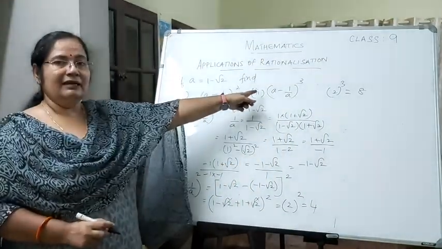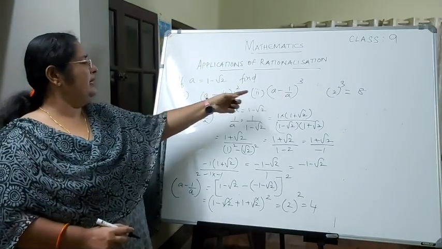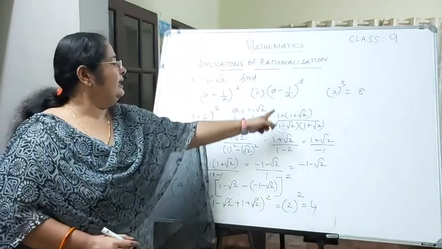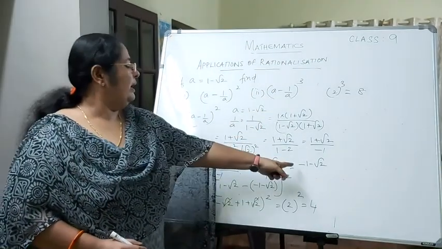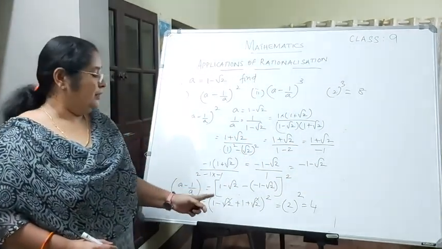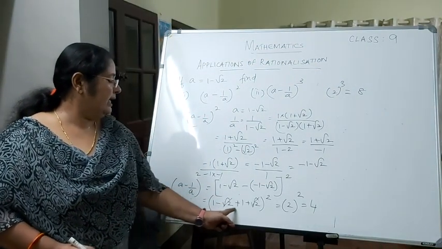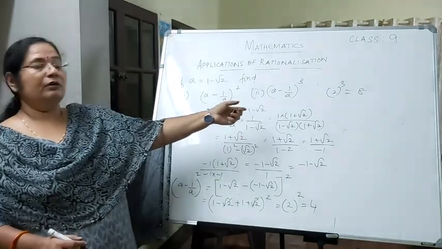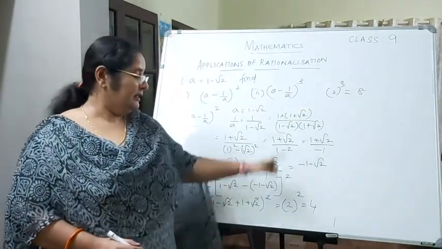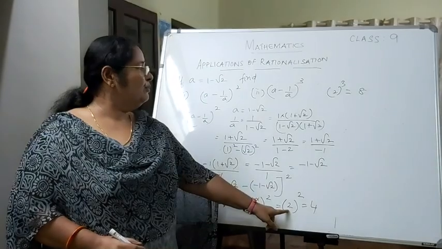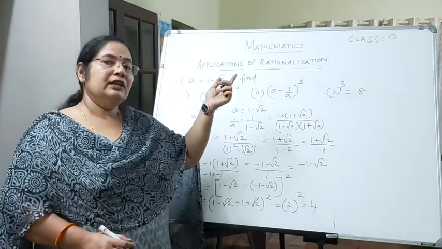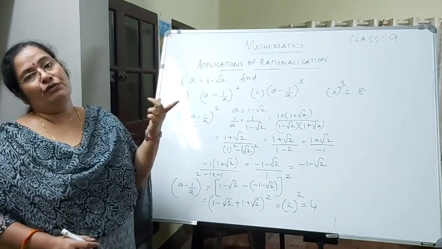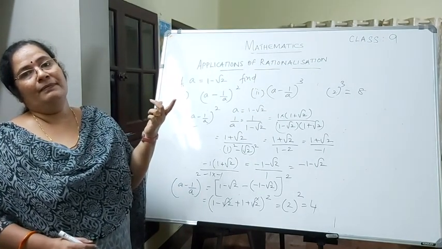Is the second part clear? Here it is the same thing, a minus 1 by a we have already calculated. What is a minus 1 by a? A is 1 minus root 2. 1 by a is minus 1 minus root 2. So this calculation inside the bracket, what is it? 2. So what are we asked to find? A minus 1 by a the whole cube. A minus 1 by a is 2, so a minus 1 by a the whole cube will be 2 cube. And 2 cube is equivalent to 8, 2 into 2 into 2. So clear? Yes.